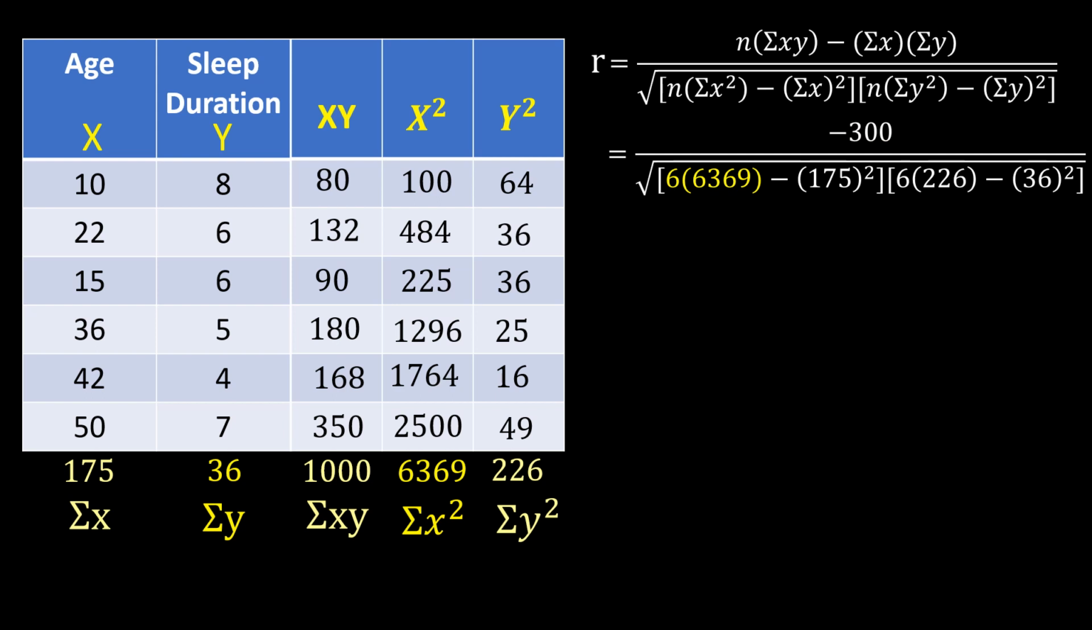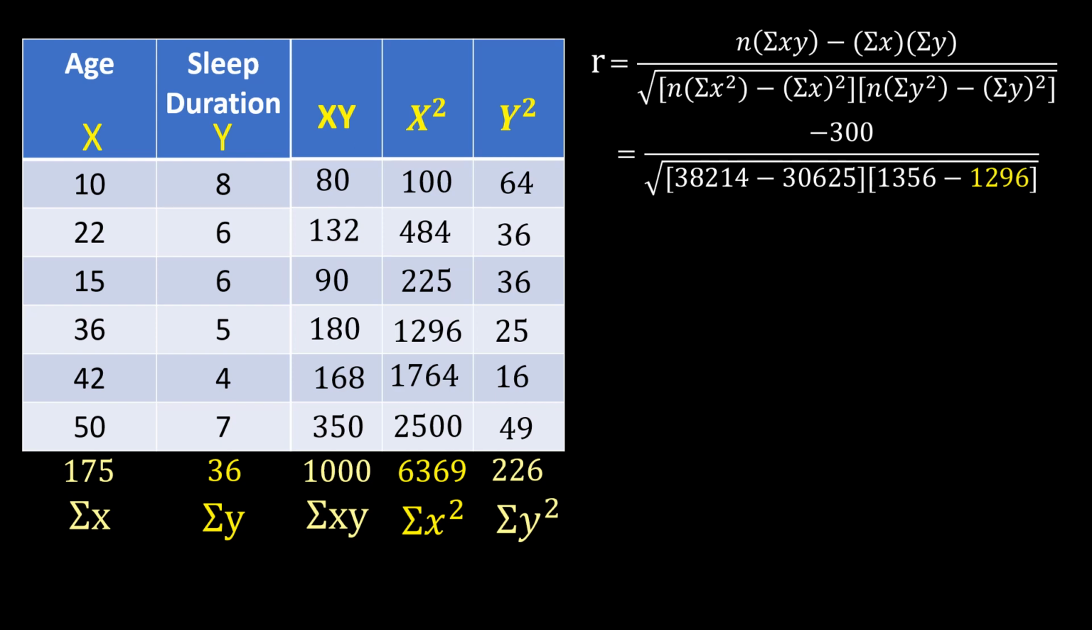And then we're going to multiply 6 times 6,369. So we have 38,214. Next is the square of 175. That's 30,625. Then 6 times 226. So that's 1,356. Then the square of 36. It's 1,296.